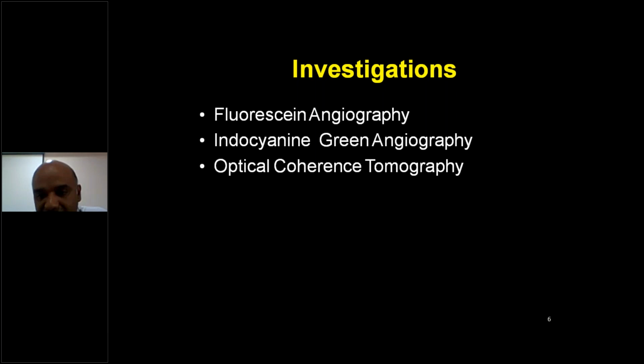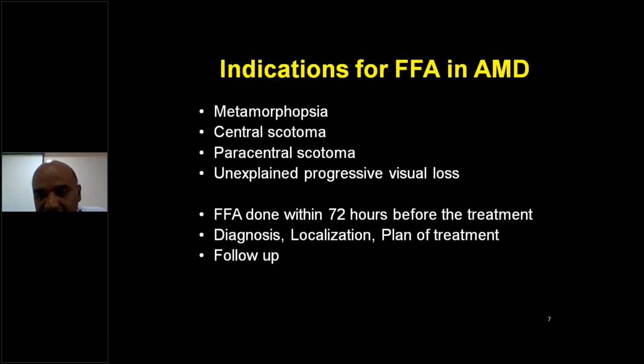Now coming to the next slide. So what are the indications? When will you perform an FFA in AMD? When the patient is complaining of these particular features, you have to obviously perform FFA, because whatever you do, the lens is clear, vision is not improving, and you are seeing some drusen, whatever glasses you are giving the patient is not improving. Then you have to ask for a fundus fluorescein angiography.